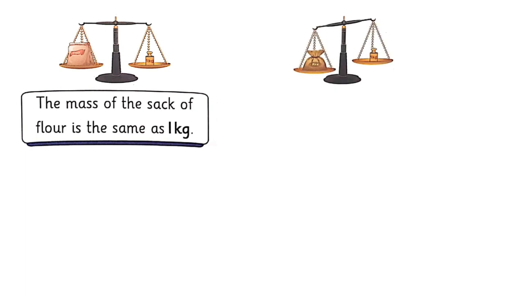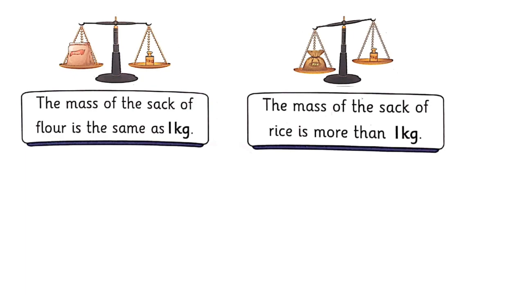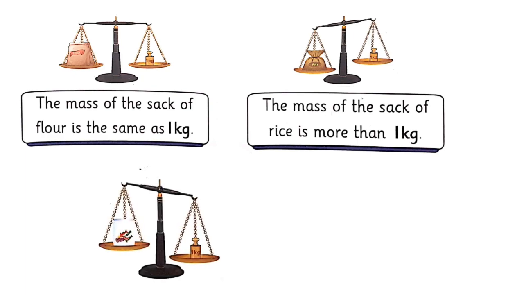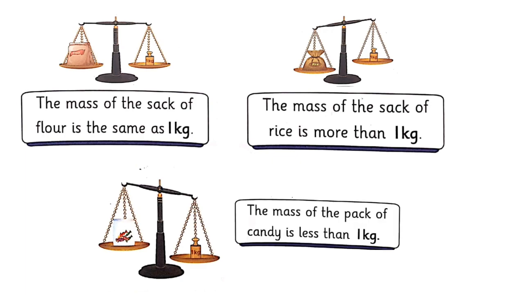Look at this. The rice went down. It means the rice is heavier than 1 kilogram. So we can say the mass of the sack of rice is more than 1 kilogram. Okay, in the next picture, the pan of the candy went up. It means the candy is lighter than 1 kilogram. So, the mass of the pack of candy is less than 1 kilogram.